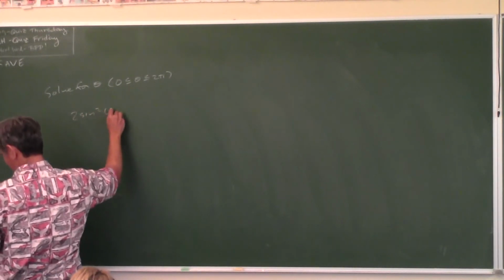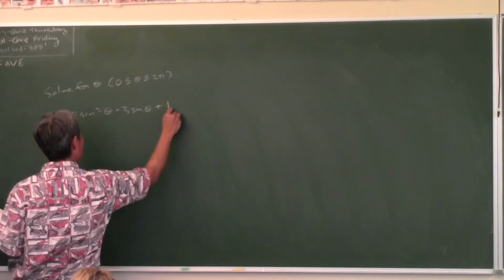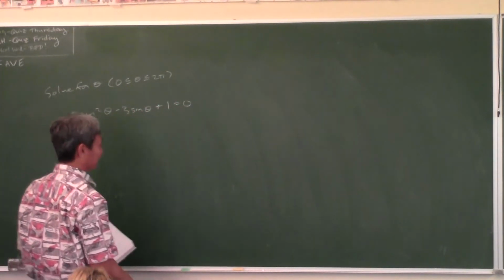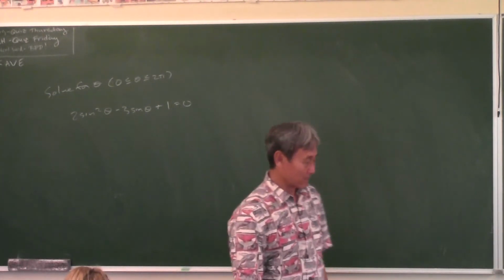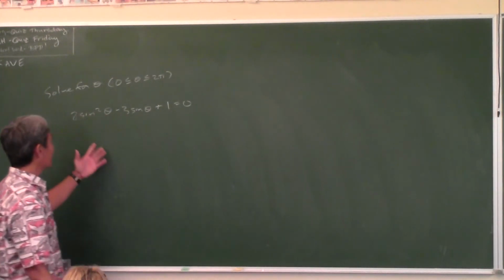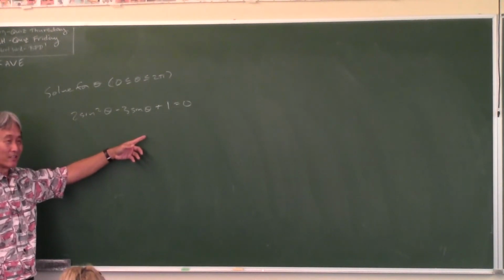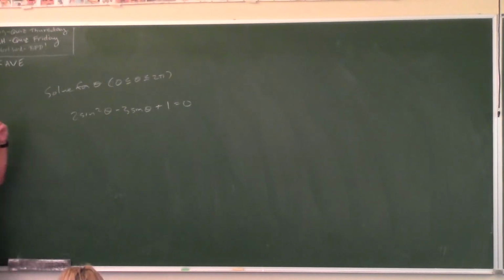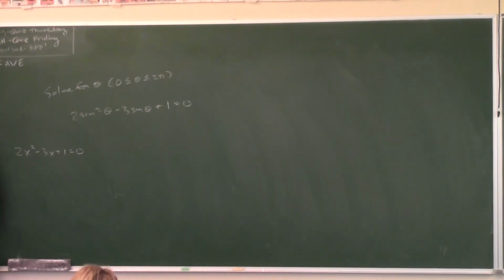2 sine squared theta minus 3 sine theta plus 1 equals 0. See how it looks a little more difficult than the ones we did last time? So how do you solve an equation like this? Well, notice that, doesn't this look like a quadratic equation? Okay, let's go back to algebra 1. What if you had 2x squared minus 3x plus 1 equals 0? How do you solve quadratic equations?